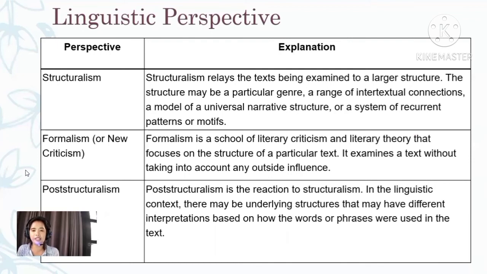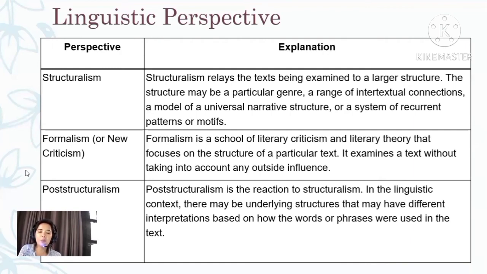Next one is formalism. If structuralism is more of the structure within the text that are classified into a certain classification, formalism is a school of literary criticism and literary theory that focuses on the structure itself, only the structure, meaning the words of a particular text. It examines a text without taking into account any outside influence, meaning they don't look into the sociocultural, biographical, or any events that may affect the words surrounding the literary work.